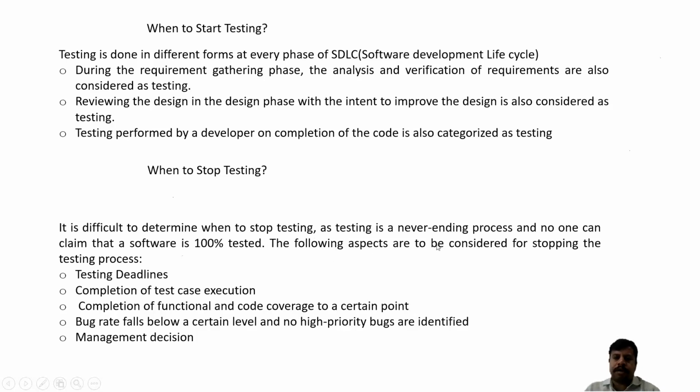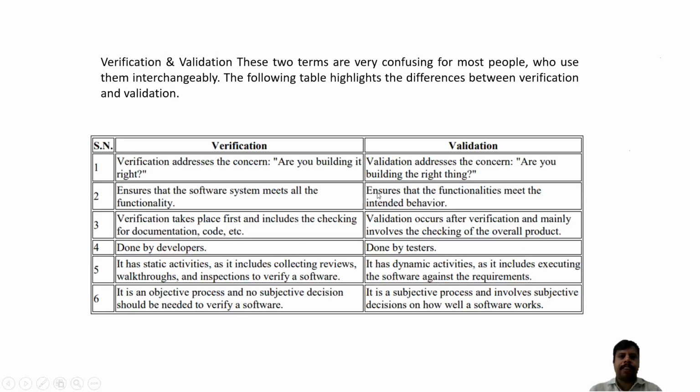However, the following aspects are to be considered for stopping the testing process. One is testing deadlines. Second is completion of test case execution, completion of functional and code coverage to a certain point, bug rate falls below a certain level and no high priority bugs are identified, and management decision. So these are some of the parameters which are taken into consideration to stop the testing.